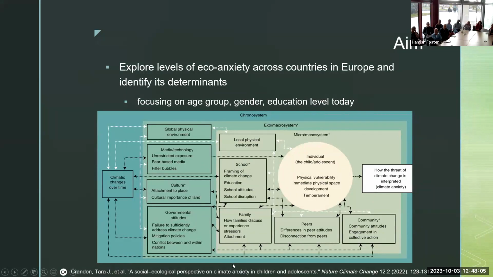there's a framework, although it's focused on children and adolescents, for looking at climate anxiety or eco-anxiety through a social ecological perspective, so looking at various levels in which things might influence climate change anxiety. Ideally I want to adapt this to adults and just look at all the different factors.